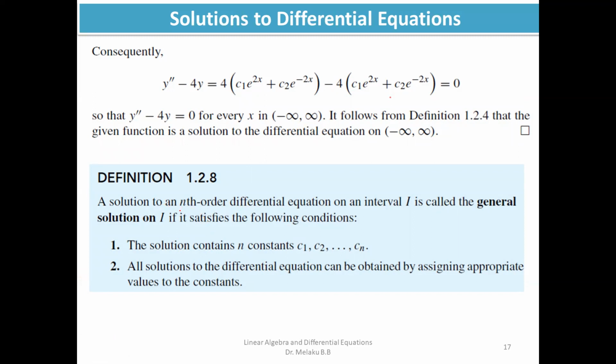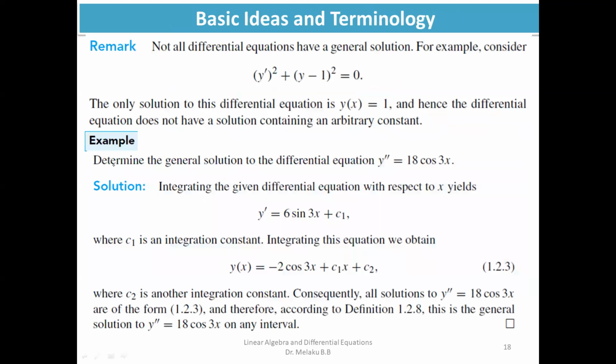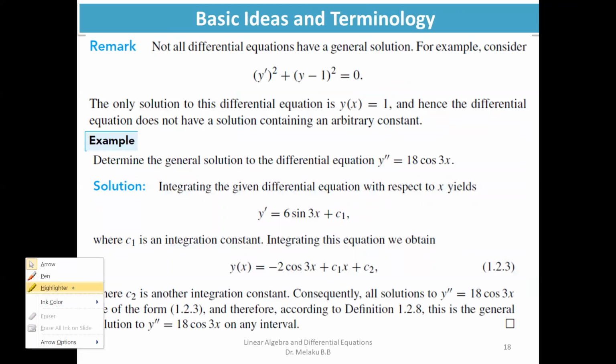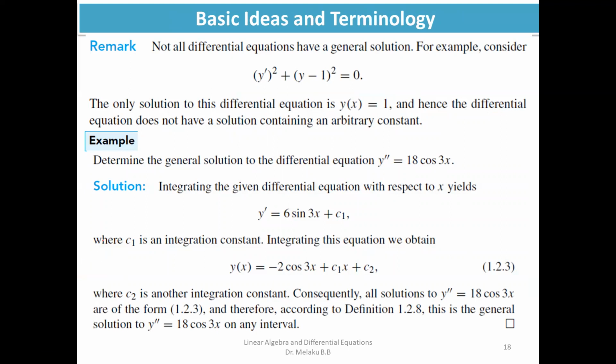A solution to an nth order differential equation on an interval I is called the general solution on I if it satisfies the following conditions. When we say general solution, the solution contains n constants c1 through cn. That makes it more general. And all solutions to the differential equation can be obtained by assigning appropriate values to the constants. But not all differential equations have a general solution.